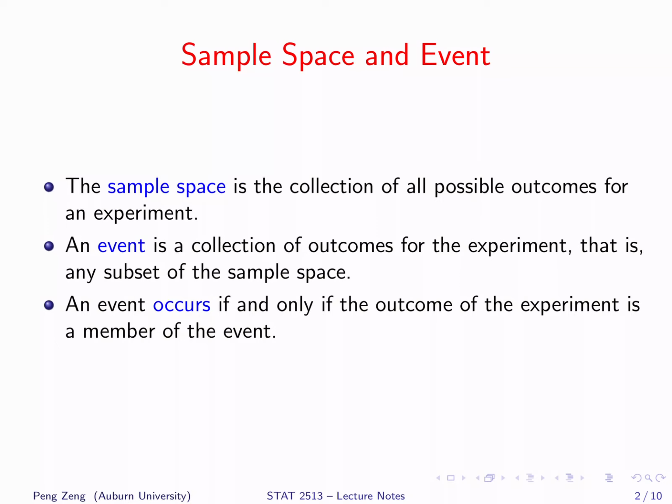First, recall some concepts. The sample space is the collection of all possible outcomes for an experiment. An event is a collection of outcomes for the experiment, that is, any subset of the sample space. We say that an event occurs if and only if the outcome of the experiment is a member of the event. In order to correctly find a probability, we first need to correctly identify the sample space and events. We have discussed some examples before. In the following, we will discuss more examples.